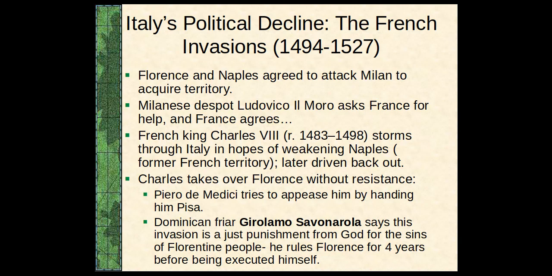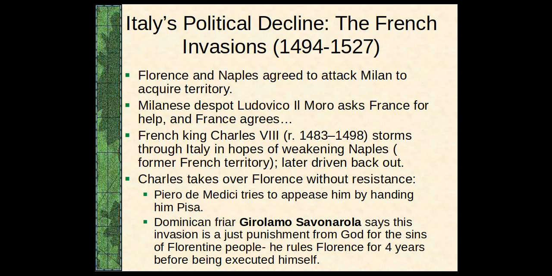That's a mistake. And the French king Charles VIII stormed through Italy in hopes of weakening Naples, the southern area, which was a former French territory. He is later driven out. However, Charles takes over Florence without resistance, and Piero de' Medici, of the ruling family there, or the power behind the Republic, tries to appease him by handing him Pisa.